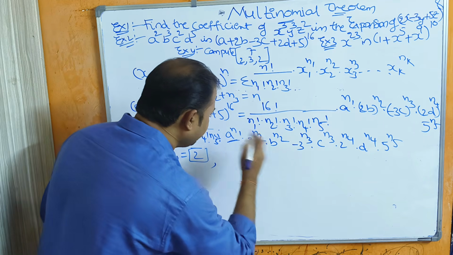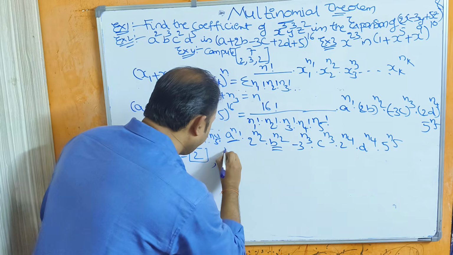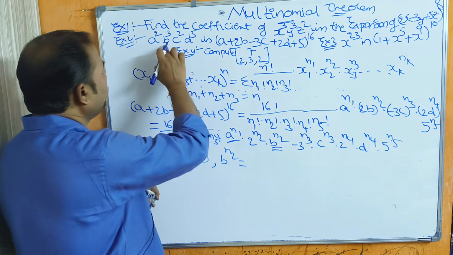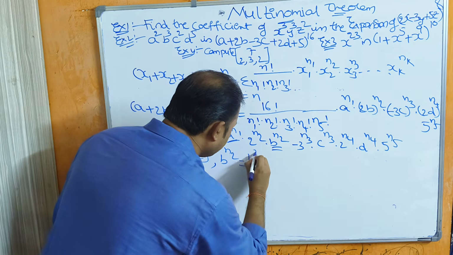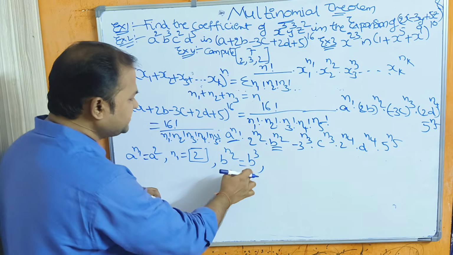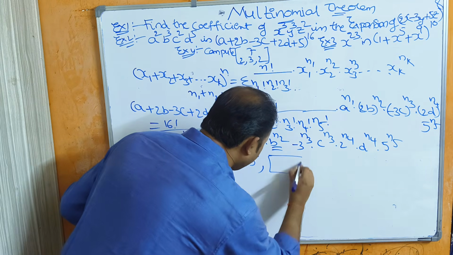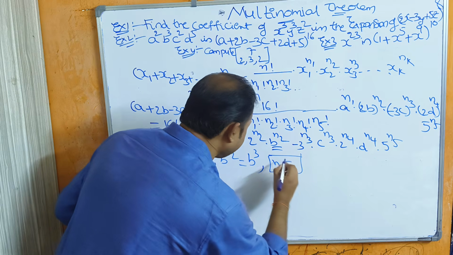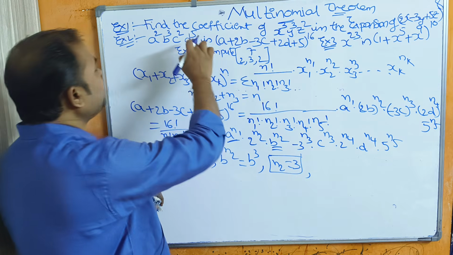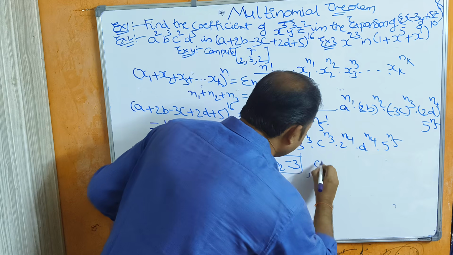Next, a power n1 is over. Next, b power n2 equal to, we have to find out b cube value. So we can equate these two. So bases are equal, so we can equate the exponents. So what is the n2 value? n2 value is 3.